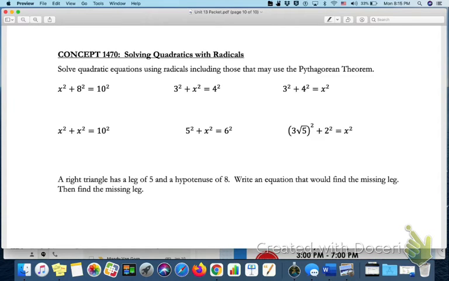On the last concept, we're talking about solving quadratic with radicals and using the Pythagorean theorem.